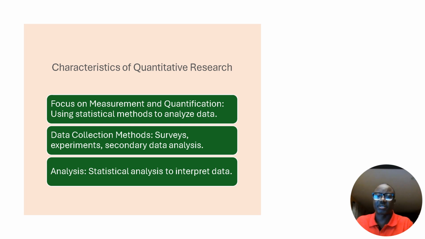Characteristics of quantitative research: it focuses on measurement and quantification, using statistical methods to analyze data. Like I said, you can use correlation analysis, and you can use other statistical methods. We will be talking about these in another video. Data collection methods could be surveys, experiments, and secondary data analysis. And then the analysis is statistical analysis to interpret the data. You can use data analysis software to do some of your statistical analysis.